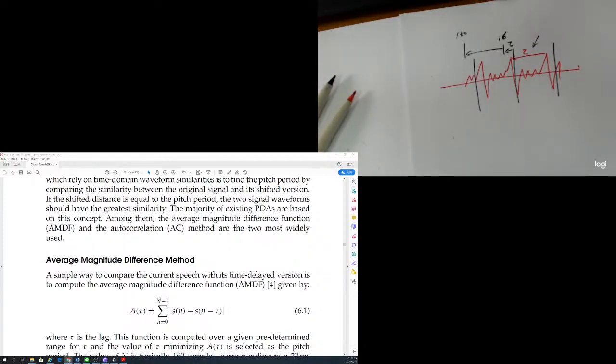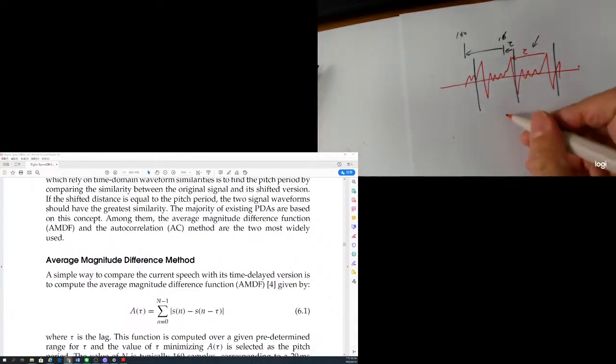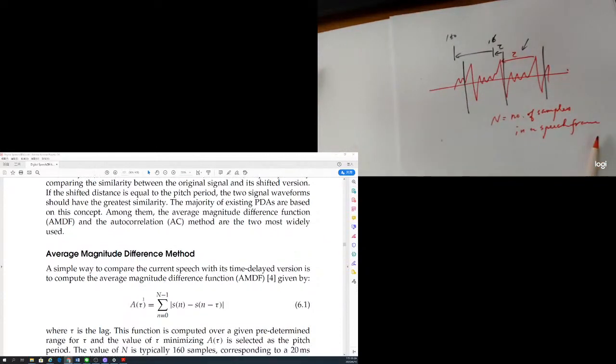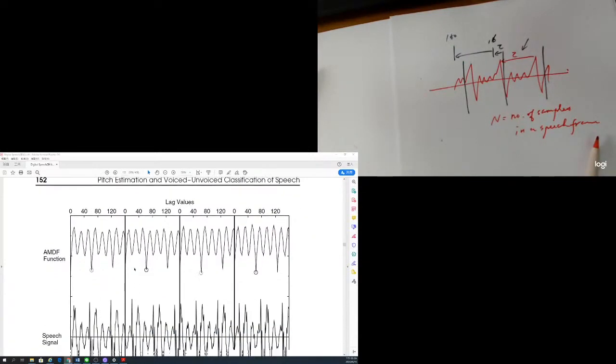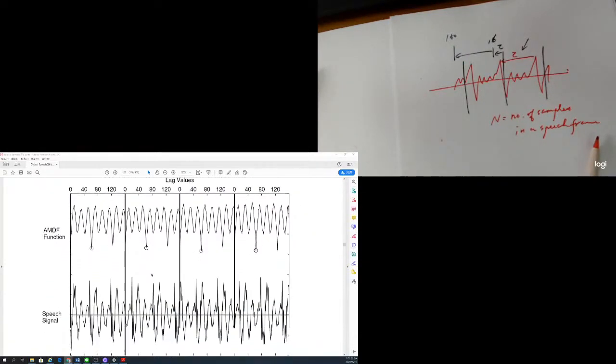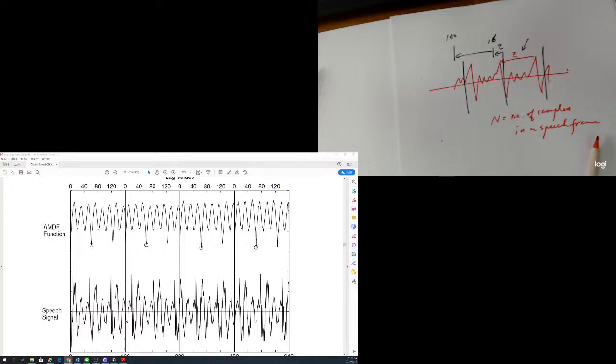N is your number of samples, the number of samples in a speech frame. This one is in the time domain. You can see their example here. We try to find the minimal distortion.